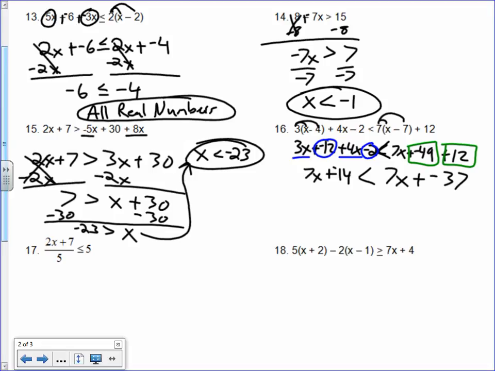Okay? All simplified, so let's just get the variable terms on the same side. So we'll subtract 7x here, and you got to do it on this side as well. That cancels out too, so we have negative 14 is less than negative 37. And is that true? It is not, so there is no solution.